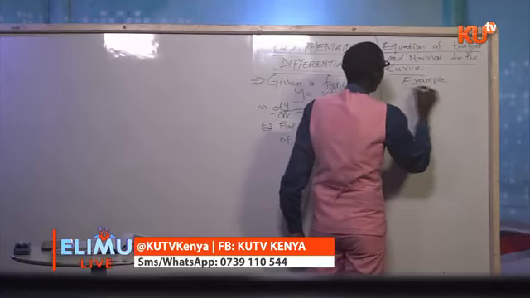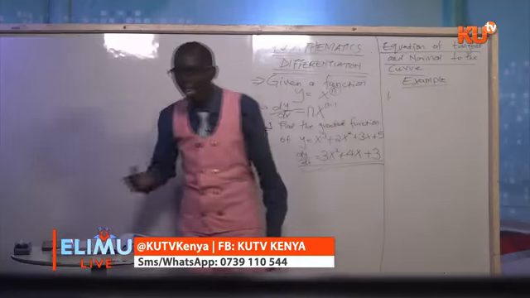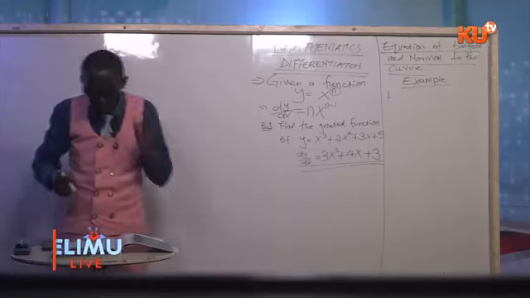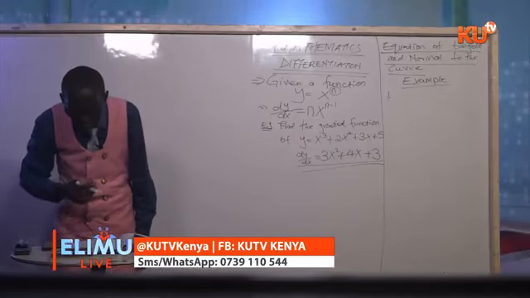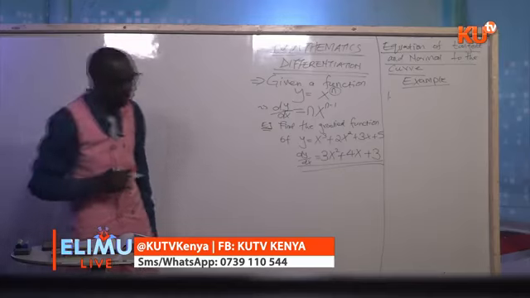Example 1. Find the equation of the tangent to the curve y is equal to x cubed plus 2x plus 1.